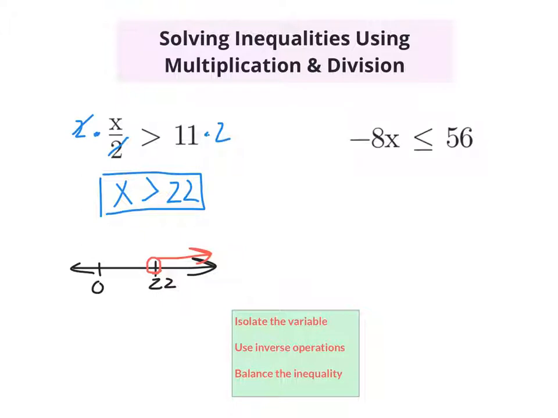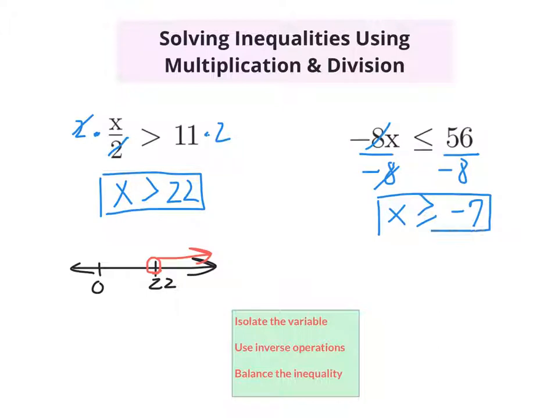So the first thing I'm going to do is divide both sides of my inequality by negative 8. My negative 8's will cancel out and leave me with x, and 56 divided by negative 8 will be negative 7. And now because I divided by that negative 8, my new inequality symbol is a greater than or equal to symbol. So my solution is x is greater than or equal to negative 7.